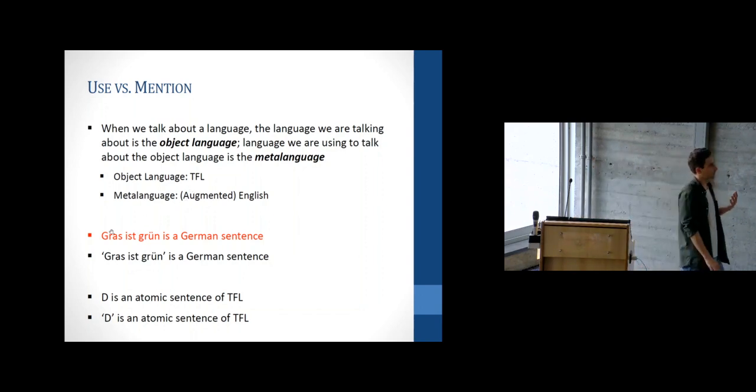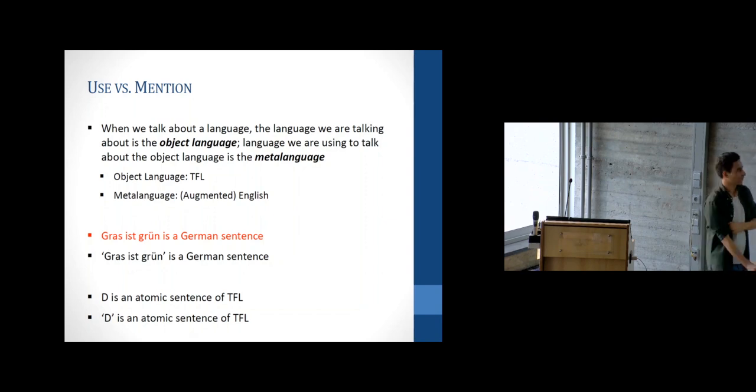So back to use and mention, think about a sentence like "Gras ist grün" is a German sentence. This doesn't make much sense in English because this expression is not in English, right? So you could argue that the sentence is not a well-formed sentence in English.